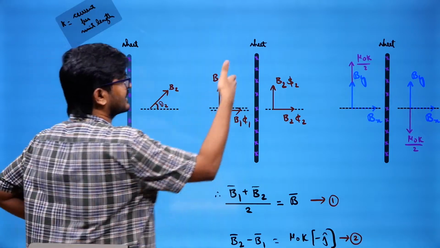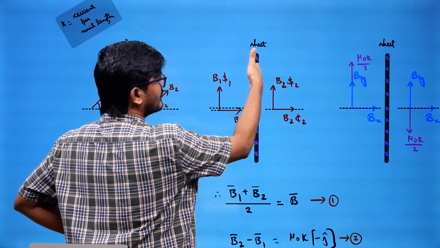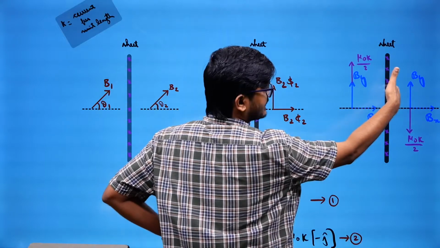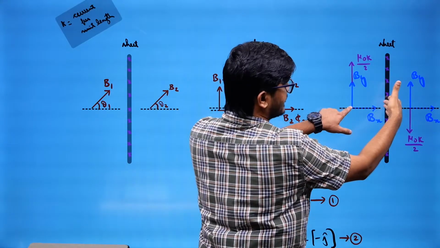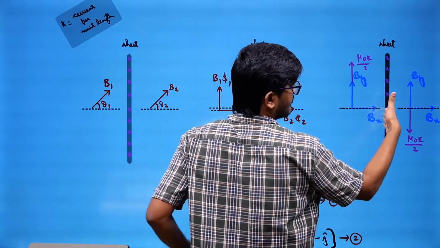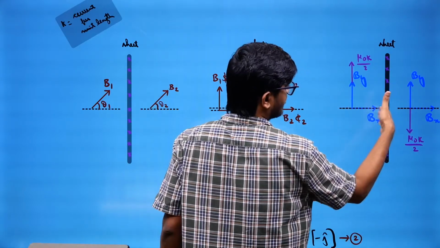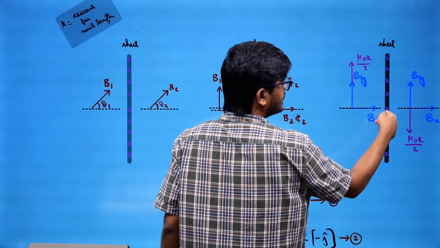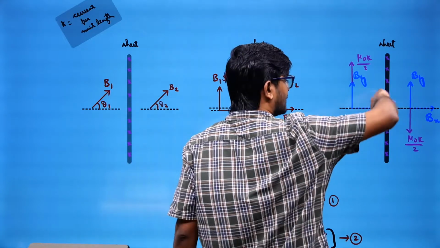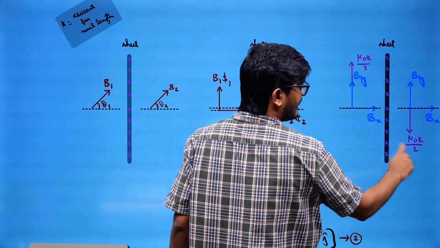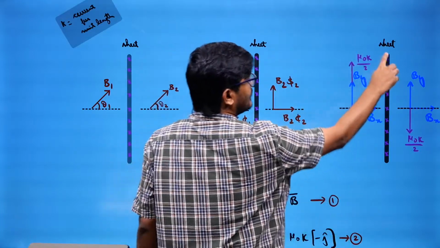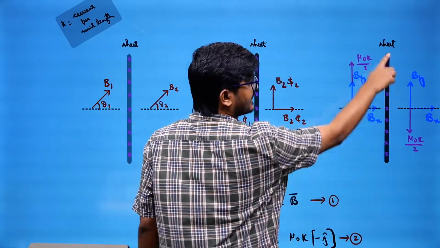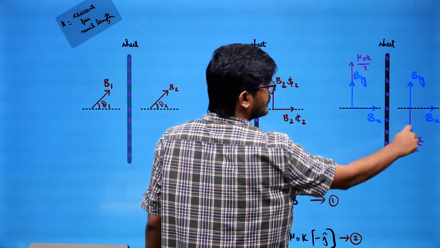Now if the current is going in this direction, what will be the direction of the magnetic field here? The direction of the magnetic field here will be L bar cross R bar, which is going to be this direction, but the value we got already: mu naught K by 2. So the magnetic field because of this current carrying sheet is going to be mu naught K by 2.